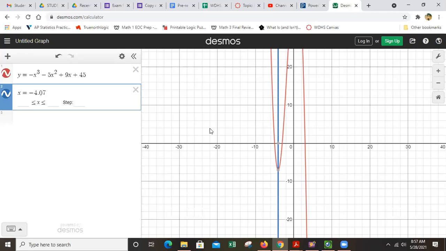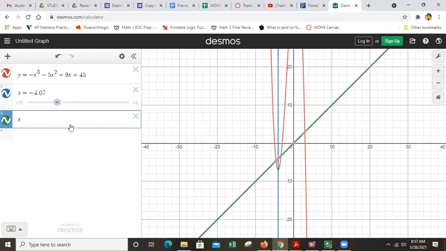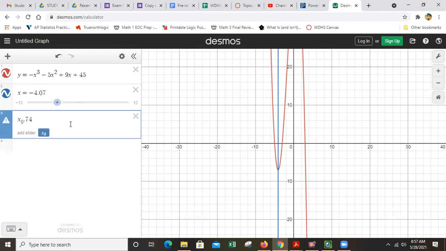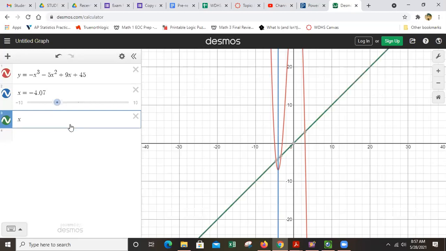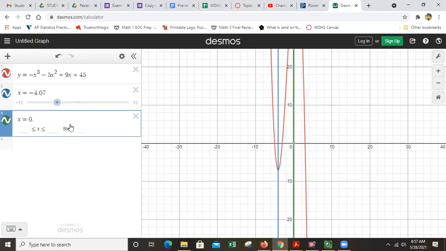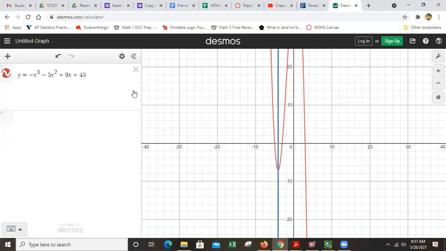It also says where x is greater than 0.74. X equals 0.74. So that's the green line. If we look to the right of the green line, because we say greater than, is that graph decreasing? Yes. So C is also an answer choice. And we're done with that.